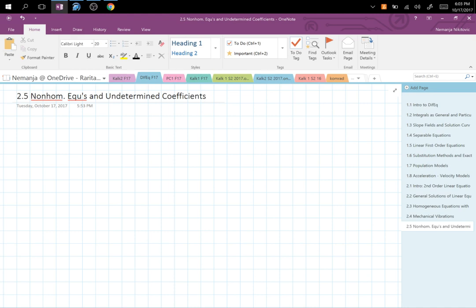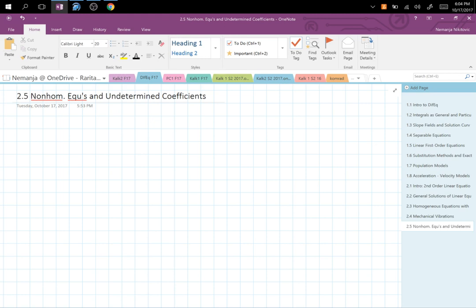Hello and welcome back to Differential Equations, section 2.5, non-homogeneous equations with methods of undetermined coefficients and variation of parameters, which is, for whatever reason, not mentioned in the title, but we should give it equal time. This will take some time to cover because these are two separate methods. We are going to start with undetermined coefficients.